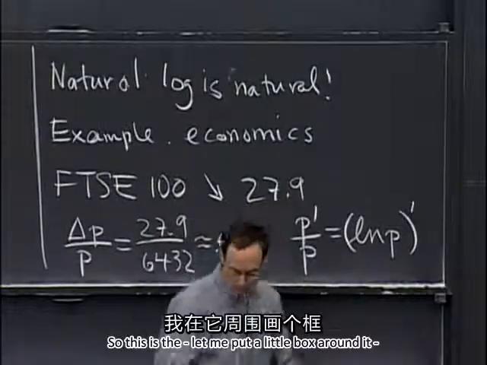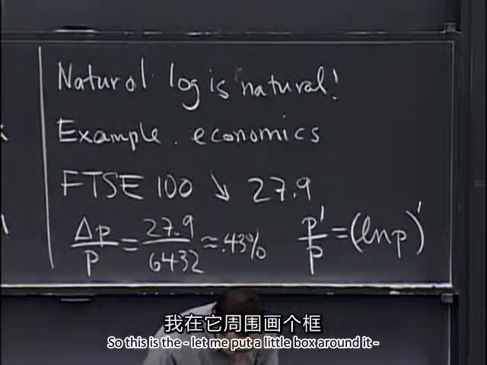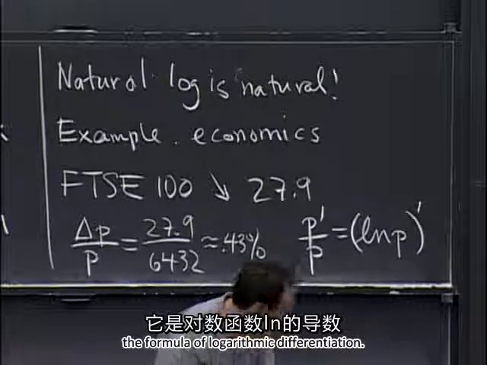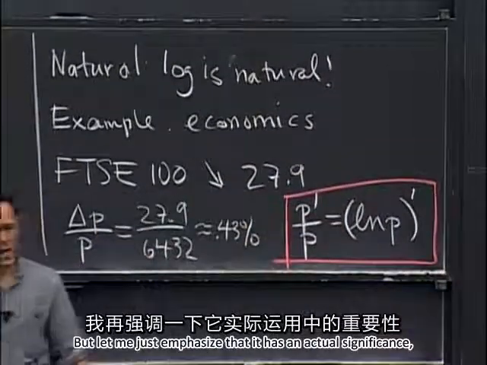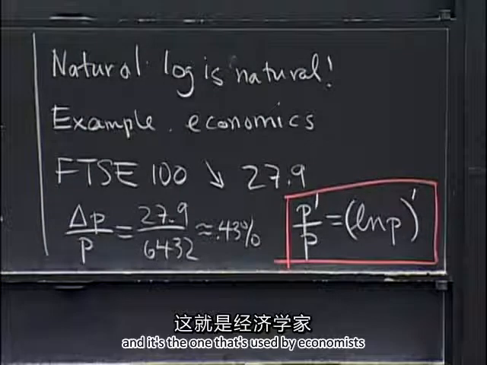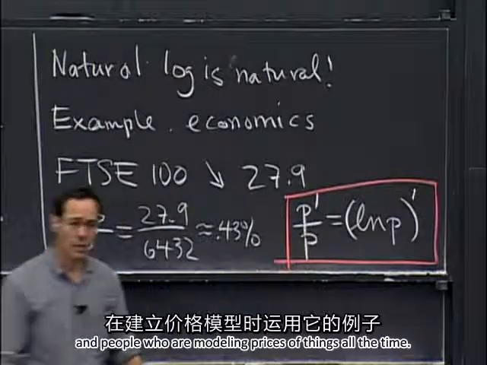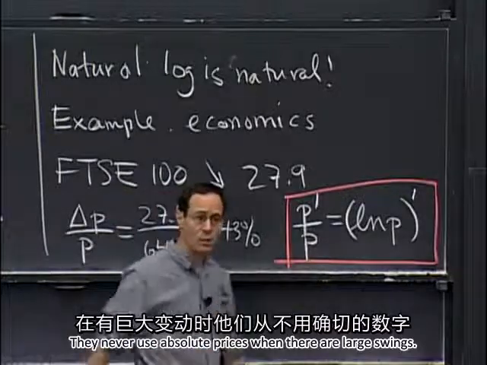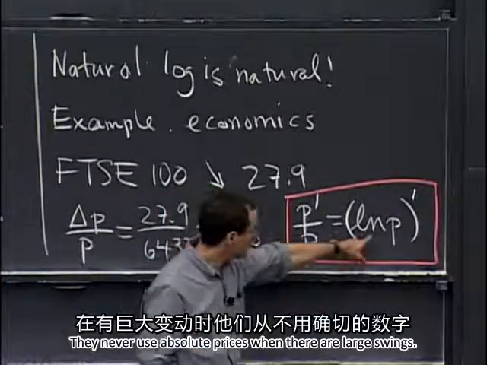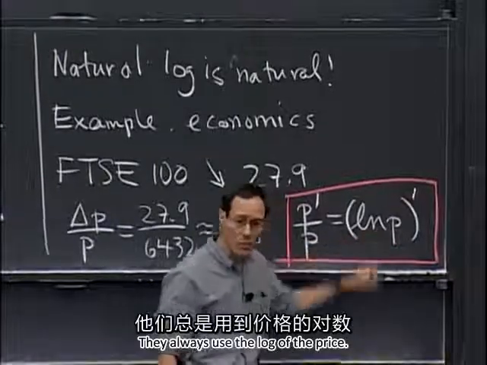So this is the, let me just put a little box around it. It's just the formula of logarithmic differentiation. But let me just emphasize that it has an actual significance, and it's the one that's used by economists and people who are modeling prices of things all the time. They never use absolute prices when there are large swings. They always use the log of the price.